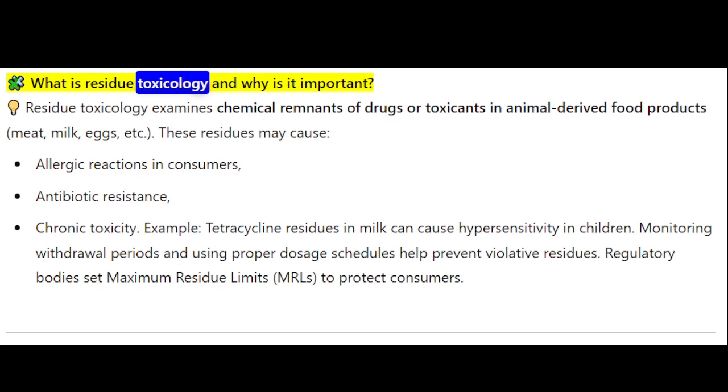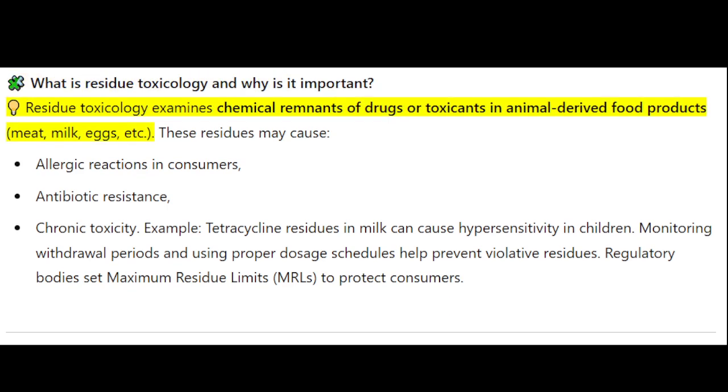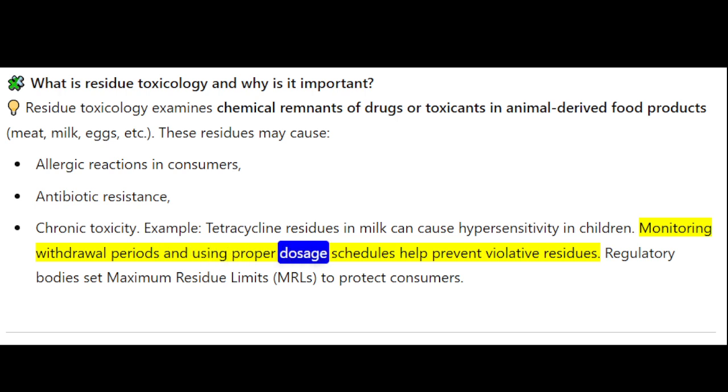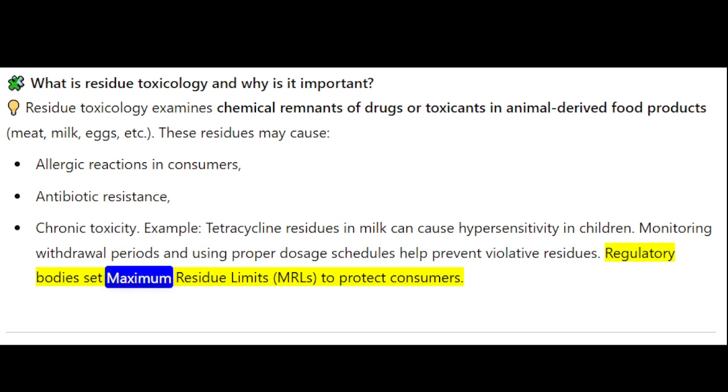What is residue toxicology and why is it important? Residue toxicology examines chemical remnants of drugs or toxicants in animal-derived food products: meat, milk, eggs, etc. These residues may cause allergic reactions in consumers, antibiotic resistance, chronic toxicity. Example: tetracycline residues in milk can cause hypersensitivity in children. Monitoring withdrawal periods and using proper dosage schedules help prevent violative residues. Regulatory bodies set maximum residue limits, MRLs, to protect consumers.